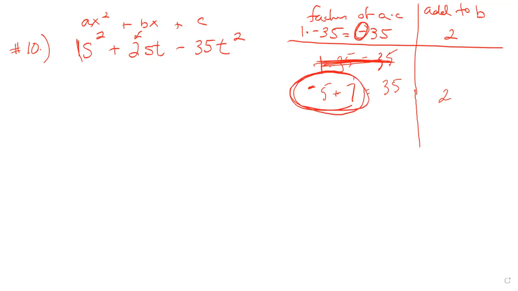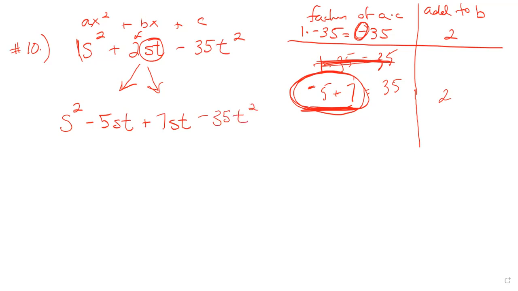So I'm going to rewrite this problem, but instead of using 2st, I'm going to replace it with these 2 new factors that I just came up with. So you're going to bring down your first term. We don't change that. The second term, I'm going to change it to be negative 5st plus 7st. Notice that my negative 5 and my 7 get the st that was attached to the middle term. Bring down my negative 35t squared.